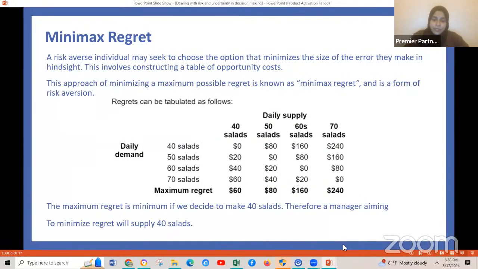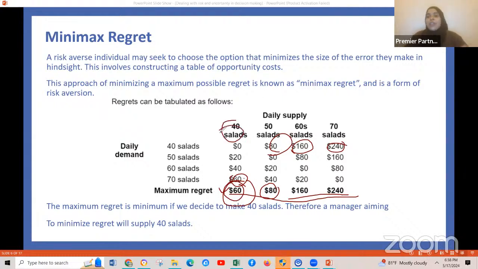And then look at each and every regret. So if you supply 40, your biggest regret is 60. If you supplied 50, your biggest regret is 80. If you supplied 60, your biggest regret is 160. Take the biggest regrets. Here 240. So out of the biggest regrets, your regret is lowest when you supply 40. Yes, that is the lowest regret when you supply 40.